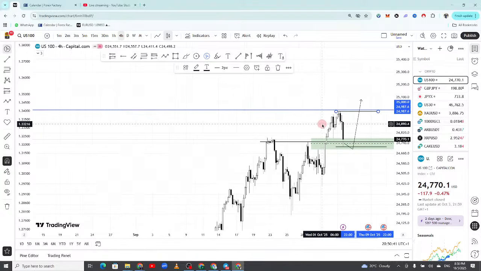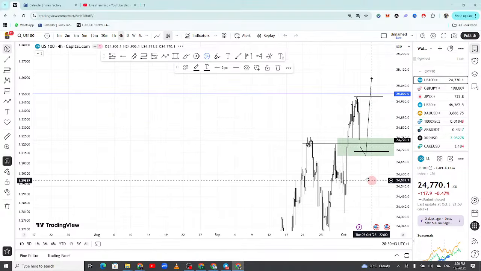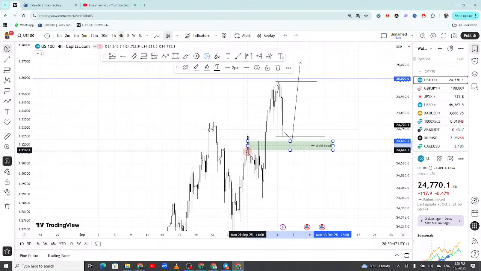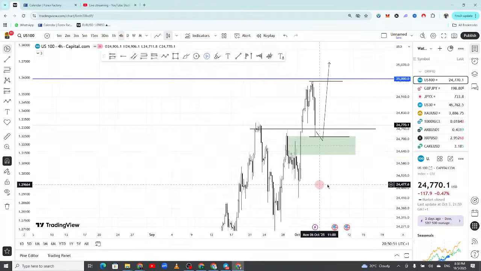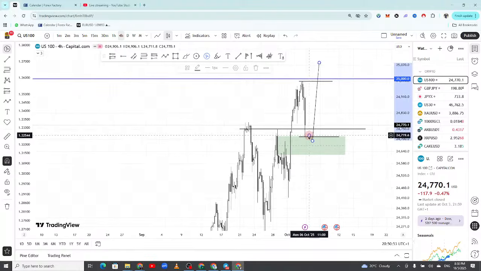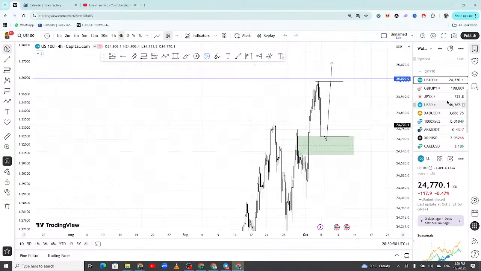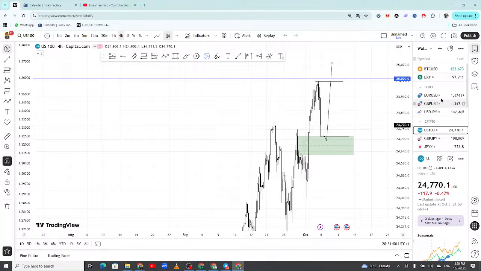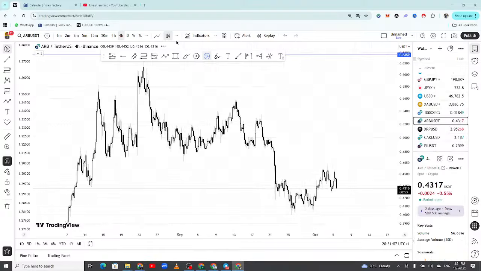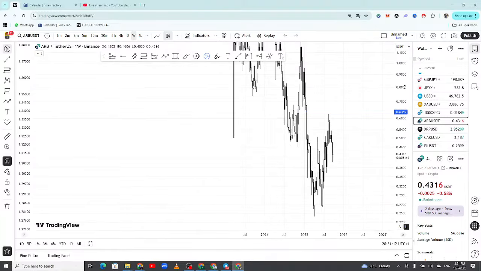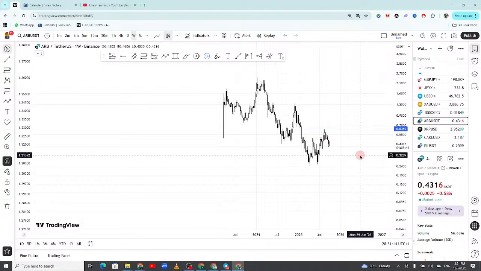On the 4 hour, we have this breaker. So something like that, and then we can continue back higher. Okay, that's for US 100. I think we've covered all the necessary pairs. Let me check RBUSDT, this coin.